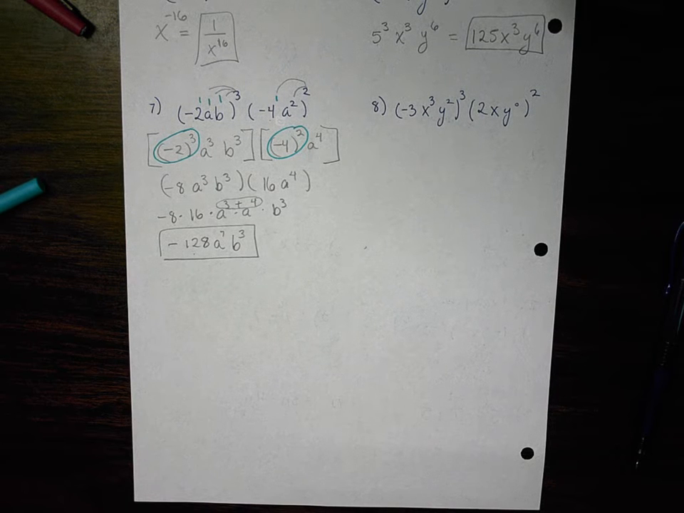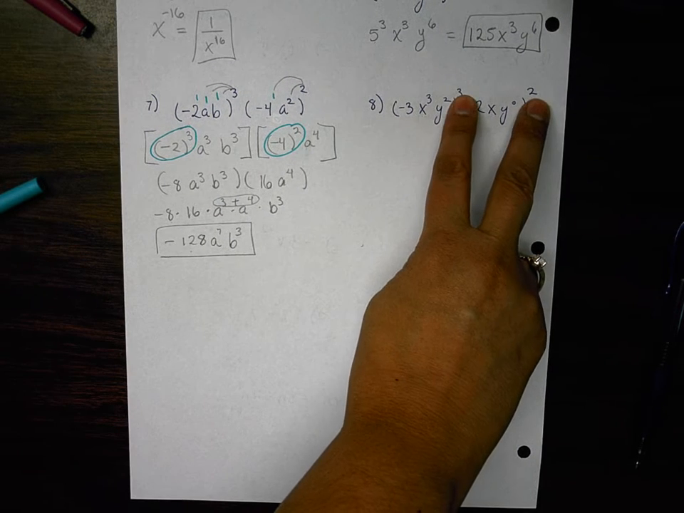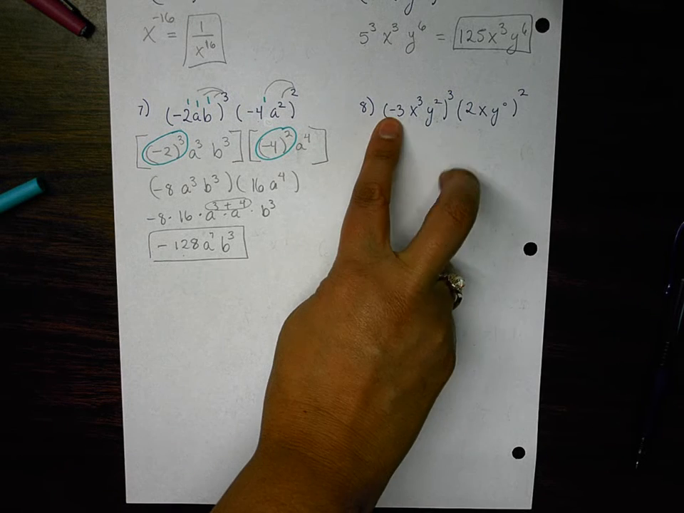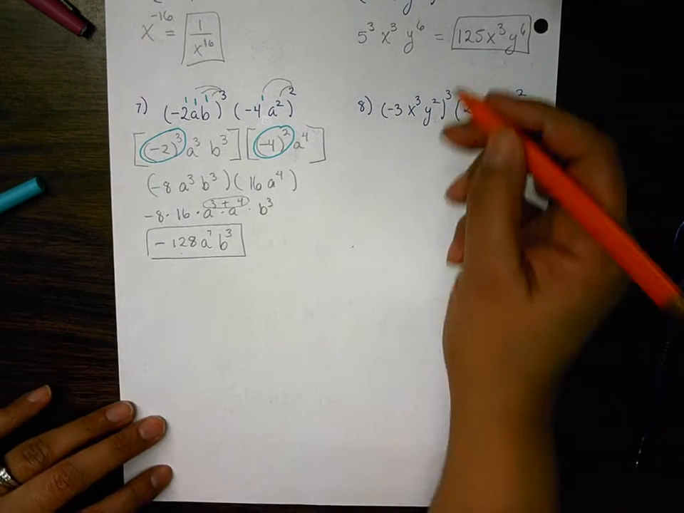All right. Is this similar to number 7? Yes? I'm multiplying two terms together. Look on the outside of the parentheses. Do the outside of the parentheses have exponents? Yes. So before multiplying negative 3 times 2, what do I have to do with those exponents? Starts with the D. Distribute.